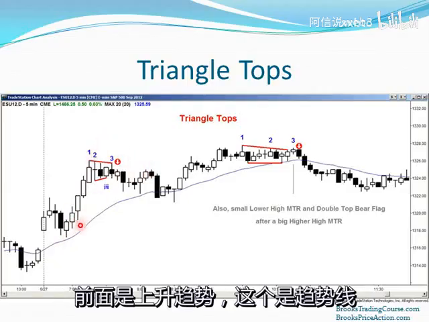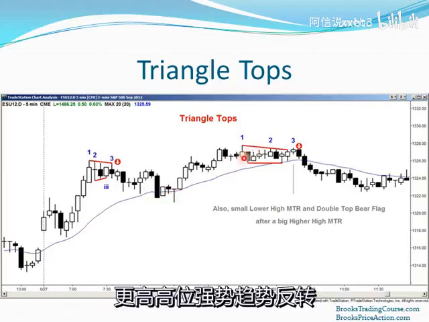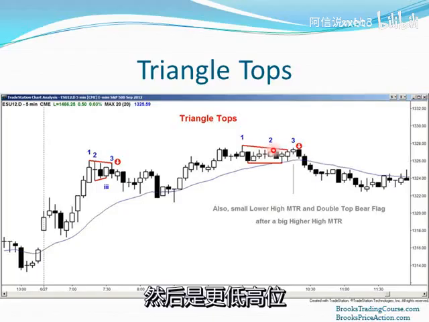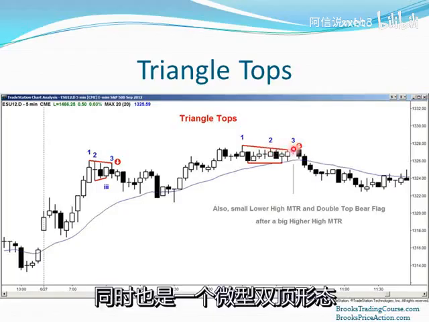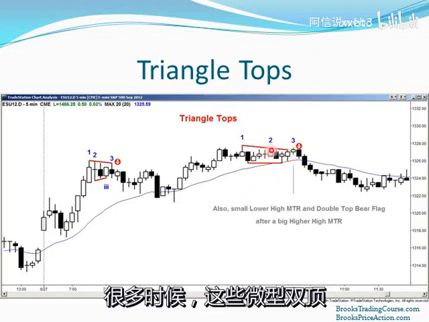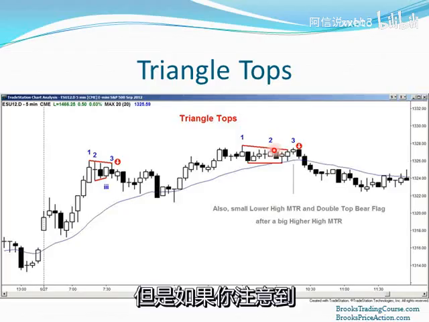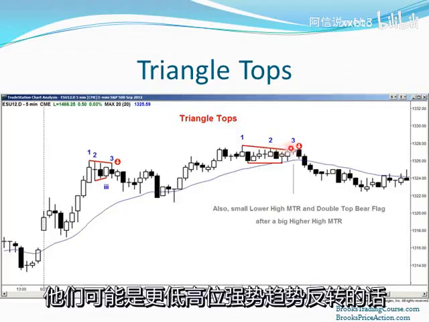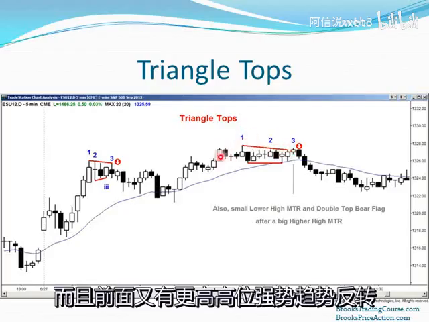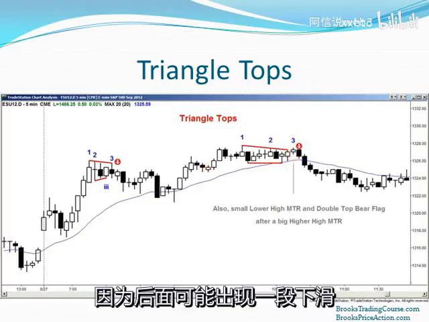Bull trend, here's a trend line break, test of the moving average, higher high major trend reversal, short here, and then a lower high, and the lower high came in the form of a small double top. So that's a reasonable swing short. A lot of times these small double tops look very unimportant when they're coming, but if you're aware of the possibility that they are a lower high major trend reversal after a higher high major trend reversal, you should take the short looking for a swing down.